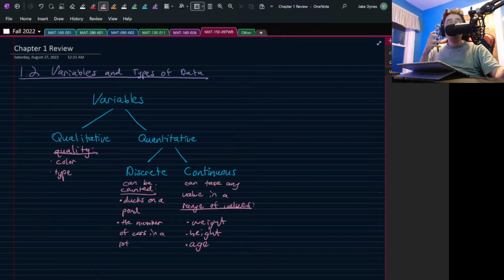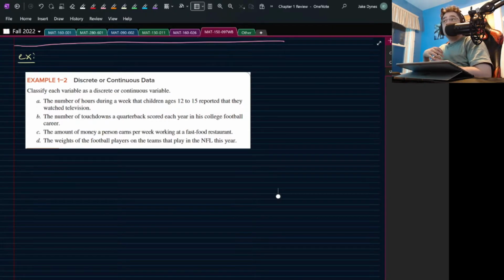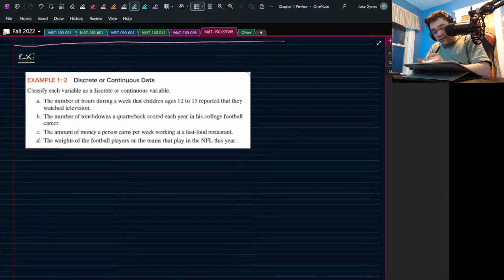So let me pull up an example here just to get a little bit of practice. Okay, so I've got an example here from the book. It's asking us to classify each of these variables as being discrete or continuous. So, for example, in A, it says the number of hours during a week that children ages 12 to 15 reported that they watch television. So, I would imagine that that would be, well, go ahead and pause the video, try for yourself, think about it yourself.